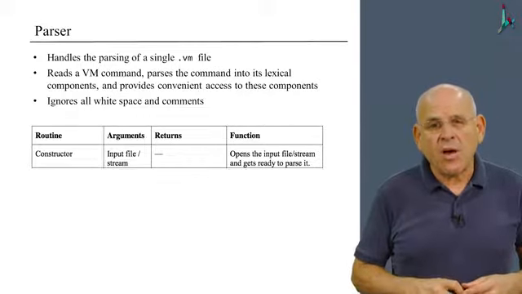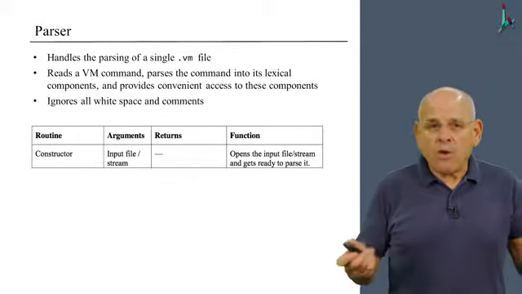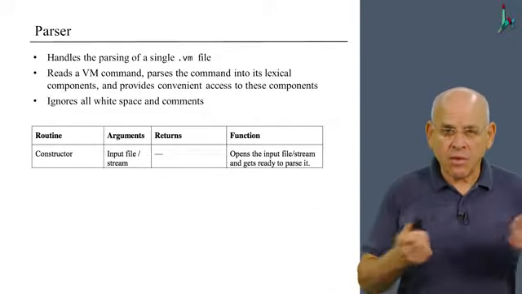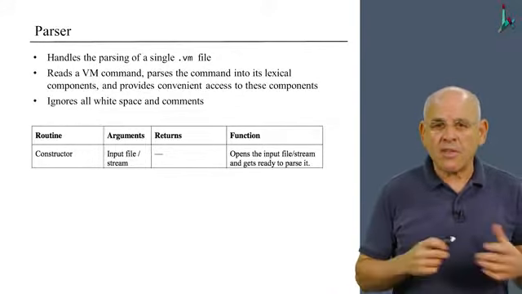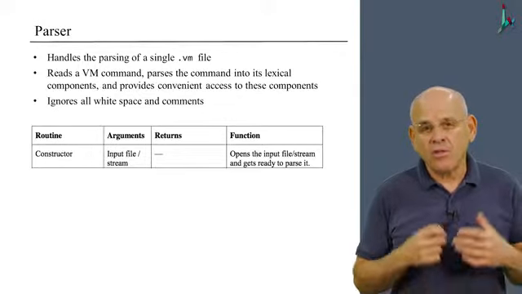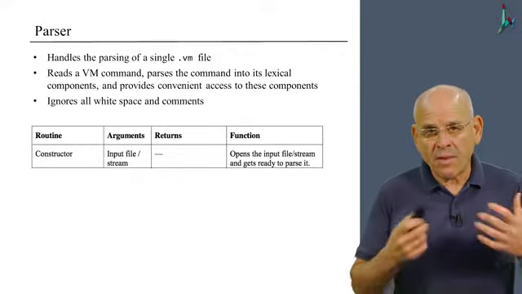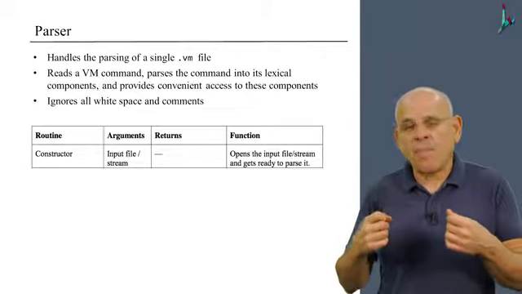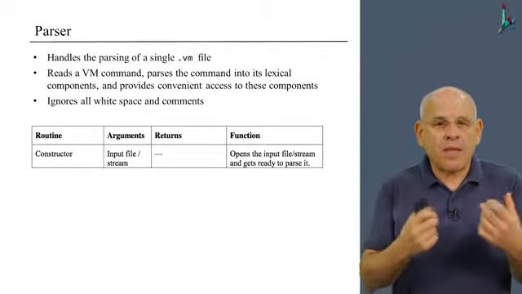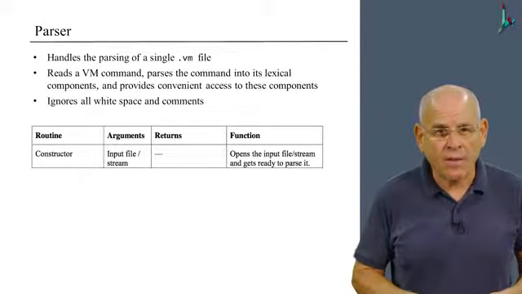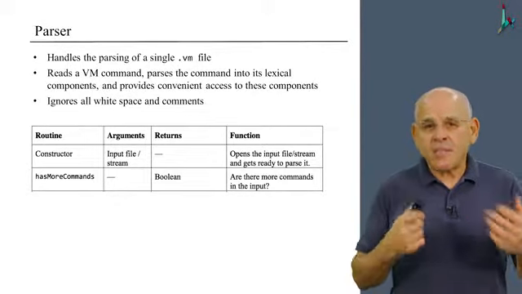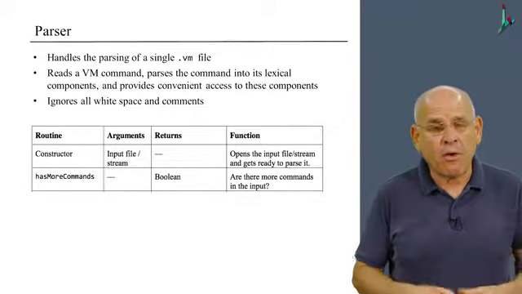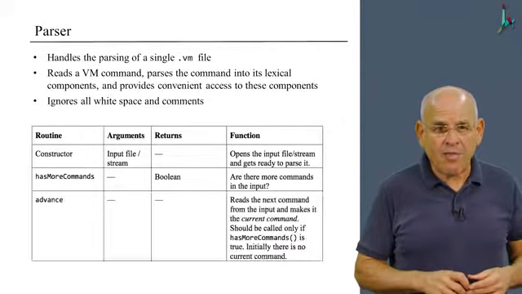So as usual, a module consists of a set of methods and constructors, and here is what we propose to do. We propose to first of all write a constructor whose job is to open the input file for processing. So it receives as a parameter a string, which is the name of the file, and it goes on to open it. Then there is this method, has more commands, which is a Boolean, and it simply tells you if there are more commands to process in the input file.